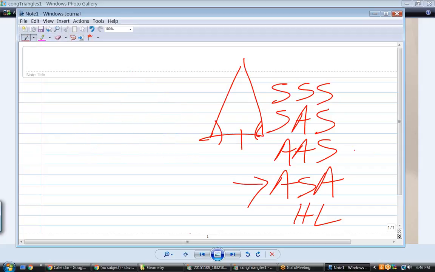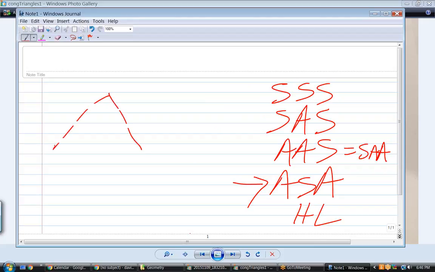AAS is the same as SAA. In other words, you can reverse the letters in all of these. I might have mistold you at one time that you want to read these things clockwise or counterclockwise. That's wrong. Sorry, it was just wrong.